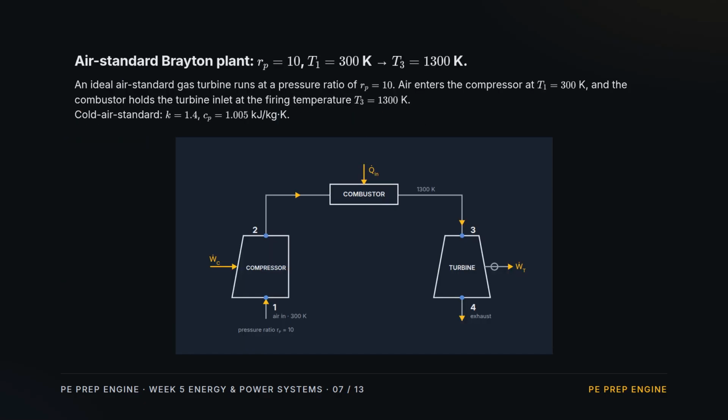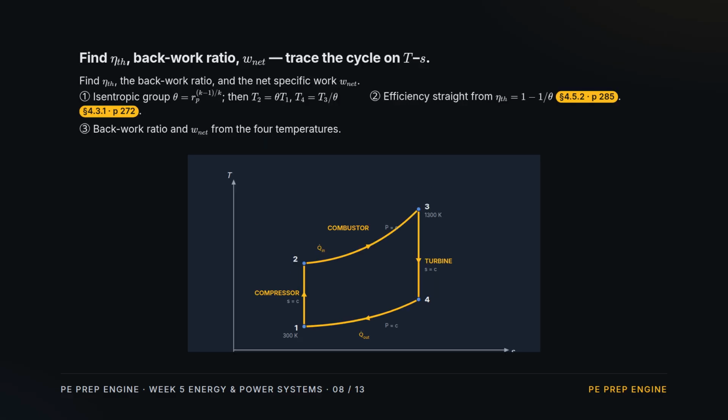Worked problem. An ideal air standard gas turbine, pressure ratio 10. Air enters the compressor at 300 Kelvin. The combustor adds heat at constant pressure up to the firing temperature, 1300 Kelvin, at the turbine inlet. The turbine expands the gas and delivers the net shaft work, exhausting at state 4. On the temperature entropy diagram, the cycle is 2 vertical isentropes, compressor up, turbine down, joined by 2 constant pressure curves that diverge to the right. No dome, because air is an ideal gas. Find the thermal efficiency, the back work ratio, and the net specific work.